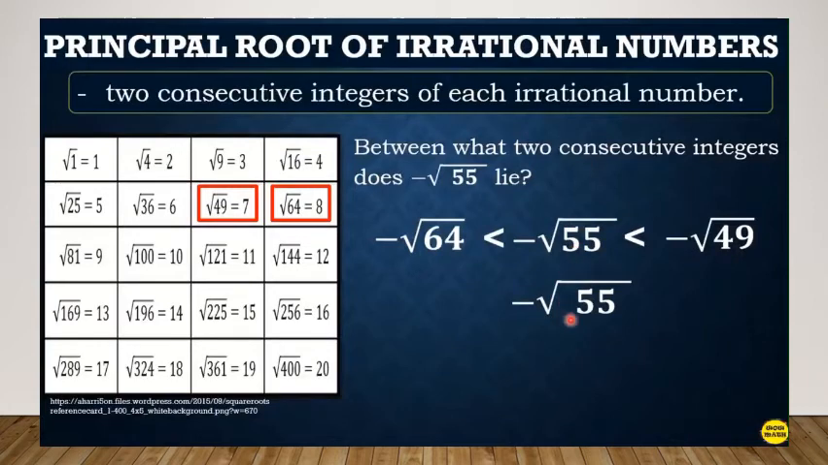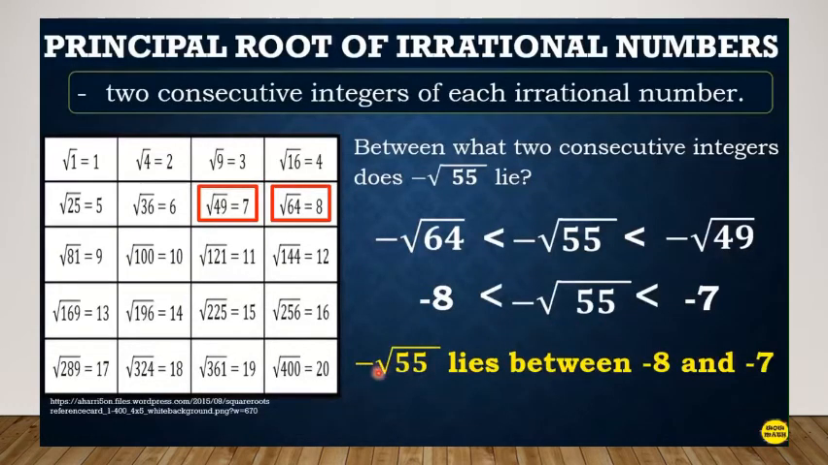So ito na po siya. So ito po, square root of 64 is 8. But since may negative sa labas, negative 8. And then square root of 49, that is 7. Since may negative tayo sa labas, that will become negative 7. So therefore, negative square root of 55 lies between negative 8 and negative 7.